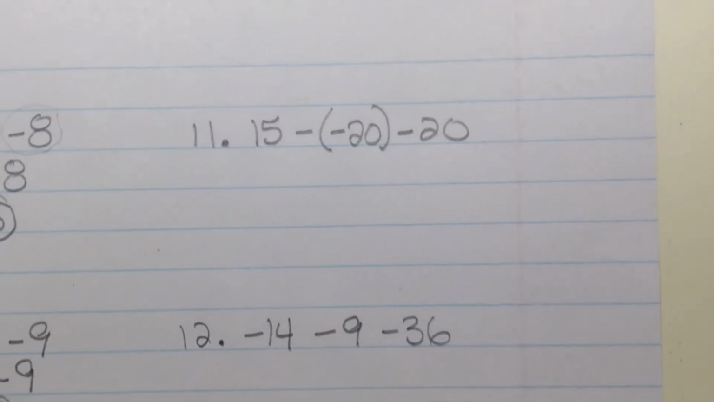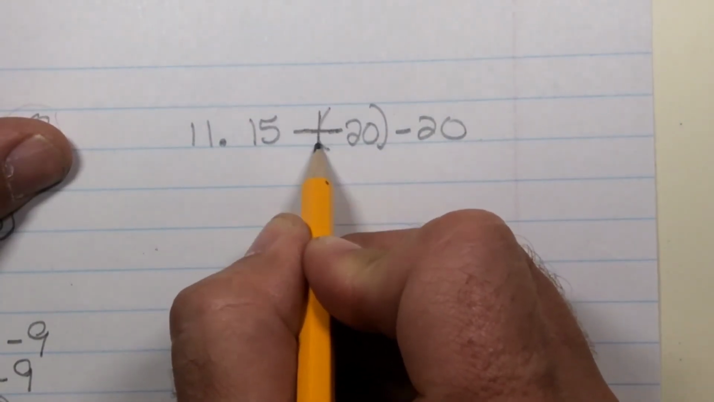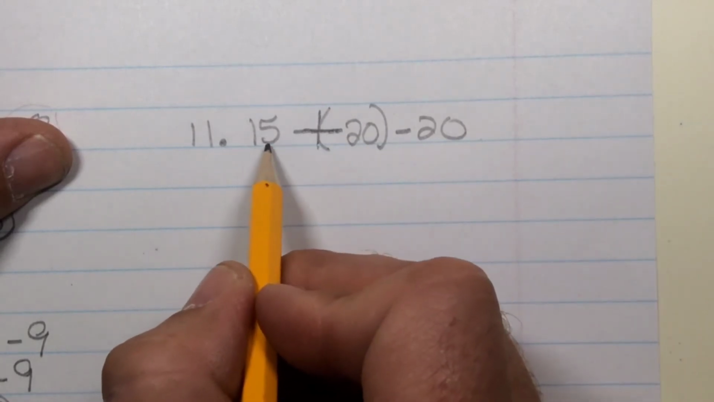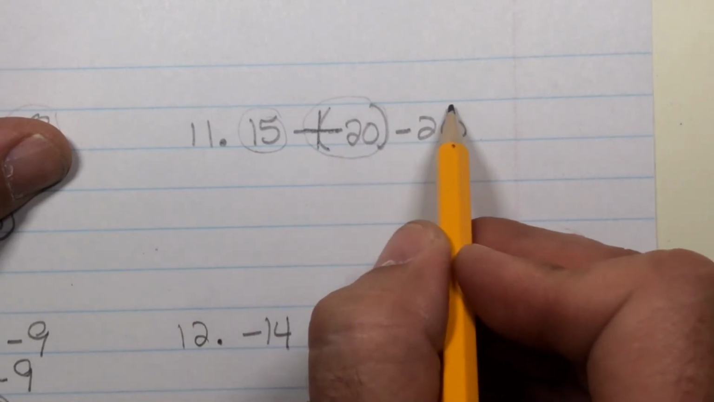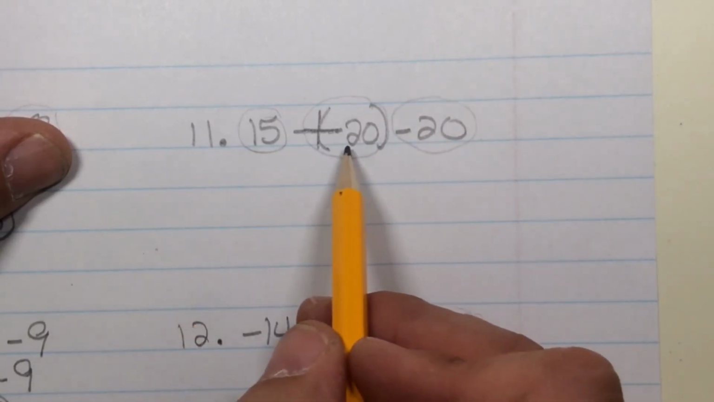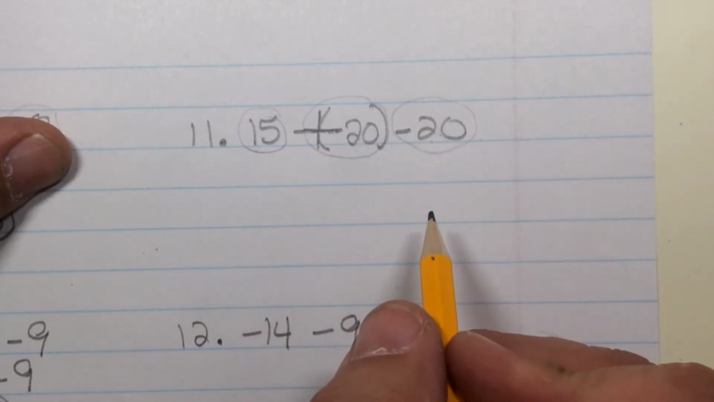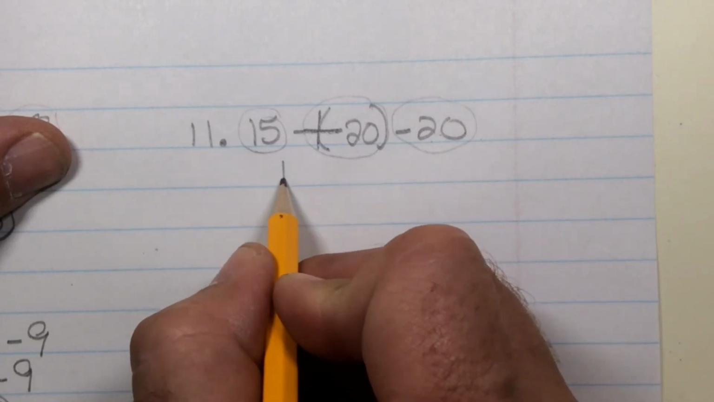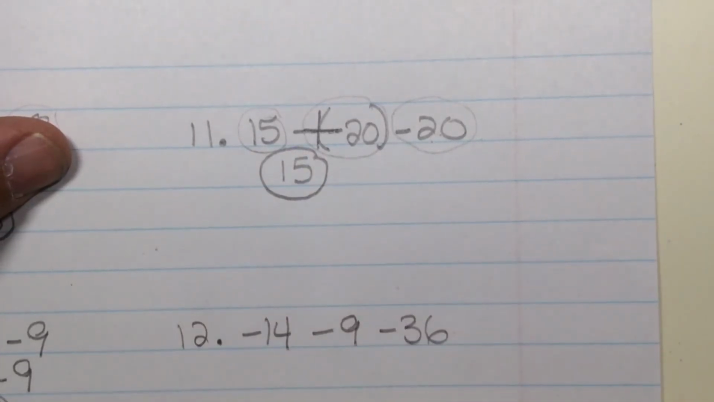Number 11. I see 2 minuses, so I make it into a big plus. And now I have positive 15, positive 20, negative 20. And I would normally do these two first, but I've got a positive 20 and a negative 20 here. And I know when I combine opposites, I get 0. So it just became 15 all by itself. Or 15 plus 0, which is just 15.